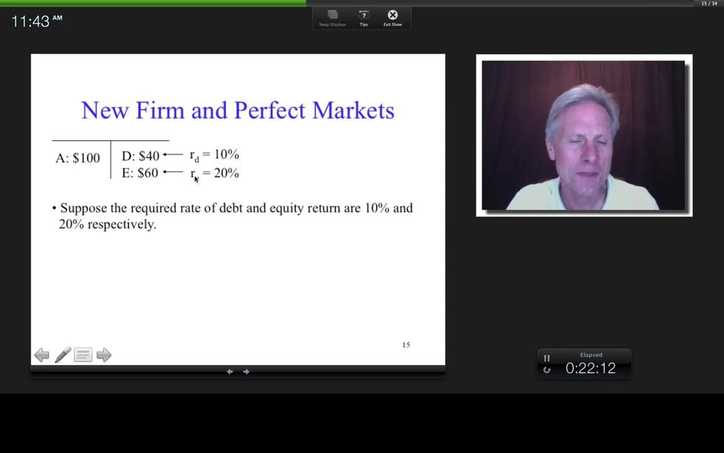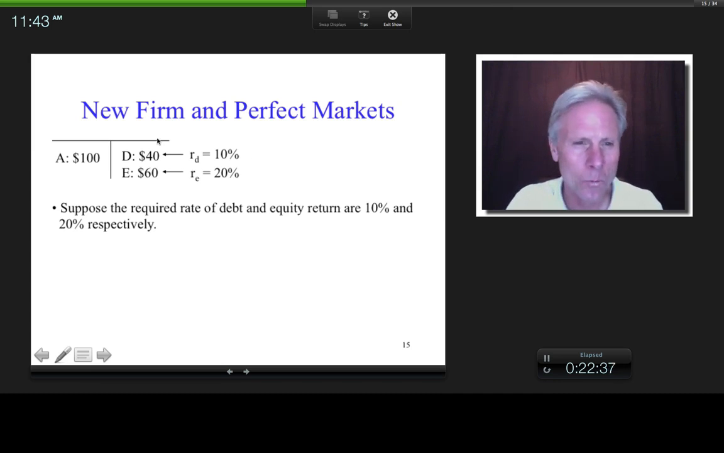So let's say that the equity holders go through this process and they say, all right, what are you doing with my money? And how many get paid first? And so they come up with the required rate of return of, say, 20%. And let's say the debt holders say, all right, well, what are you doing with my money? And they come up with a required rate of return of 10%. Okay? So before it was easy.